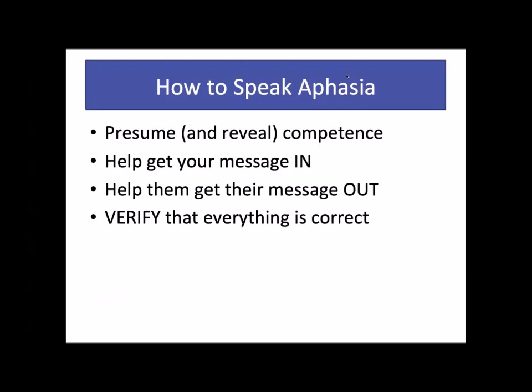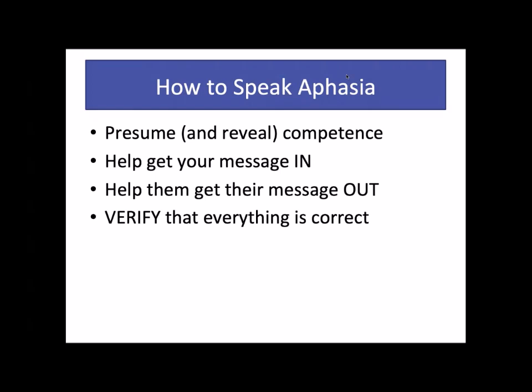So let's get back to aphasia and talk a little bit about how to speak aphasia. And these are some tips for how to presume and reveal a person's competence, because as we said, aphasia is not an impairment of intelligence or competence. So we have to start off presuming that that person with aphasia is completely competent.